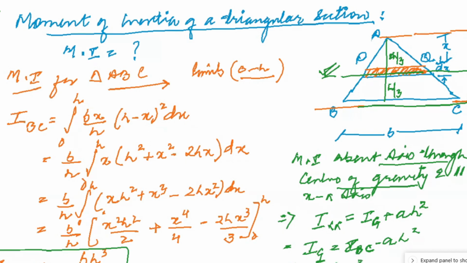Therefore, yes, Sahil, are you saying something? Your IG, if you give the values, will be equal to bh cube by 36. This is your moment of inertia about an axis which is actually passing through the center of gravity. Okay.